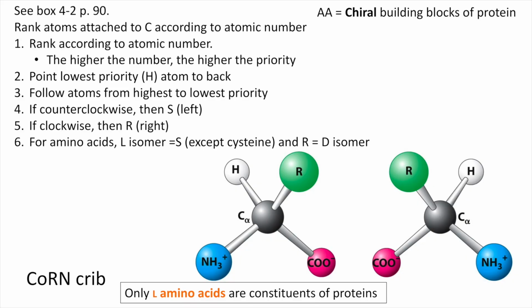So I'm forgetting something. The CORN crib. So some people like to use this: it's CO for the carboxyl group, R, and then N. Carboxyl, R, and then N. So what they're saying is that when you're moving the molecule around, make sure that you can in one direction do this. In other words, all that's really saying is that the hydrogen is in the back, okay? But sometimes that's helpful if you're not looking at a 3-dimensional molecule.